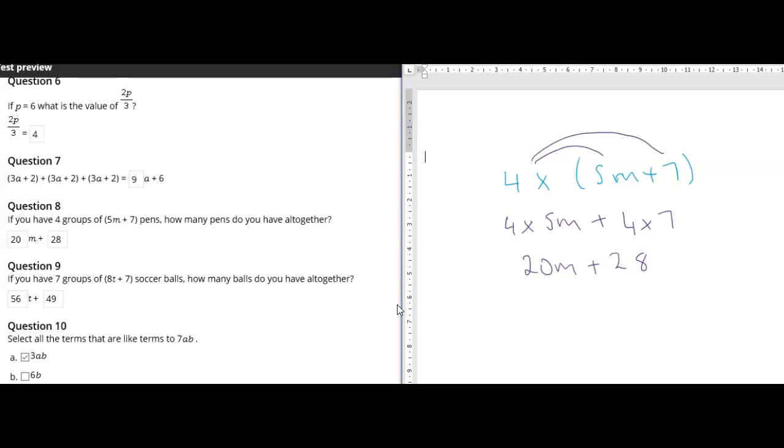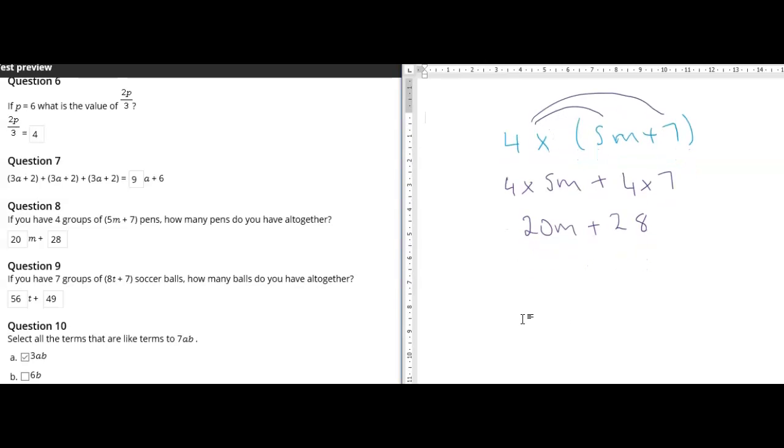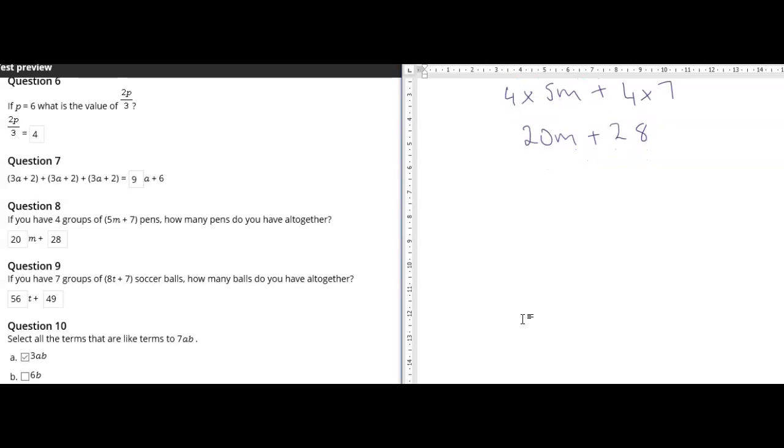All right, question 9. Now we've got 7 groups of 8t plus 7 soccer balls. How many balls do we have altogether? So we've got 7 times 8t plus 7. So again, we're going to expand. So the 7 multiplies the 8t and the 7. So we've got 7 times 8t plus 7 times 7. 7 times 8 is 56, so we've got 56t. 7 times 7 is 49.